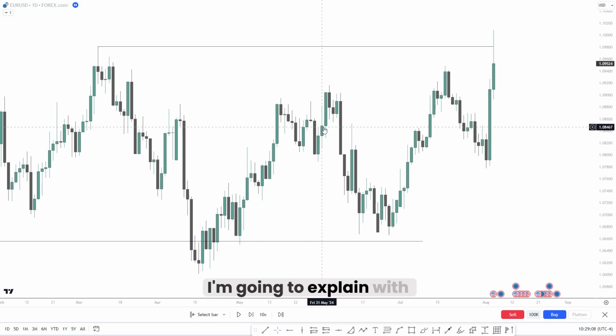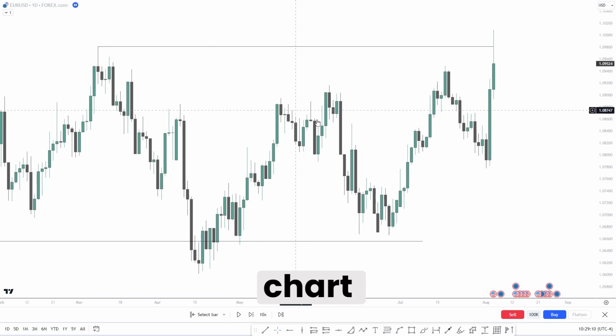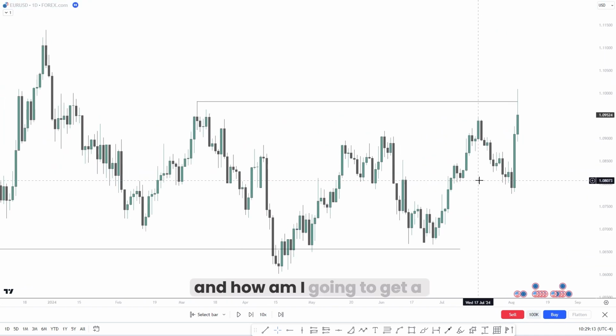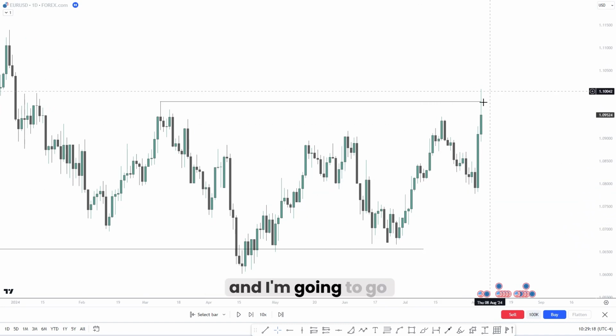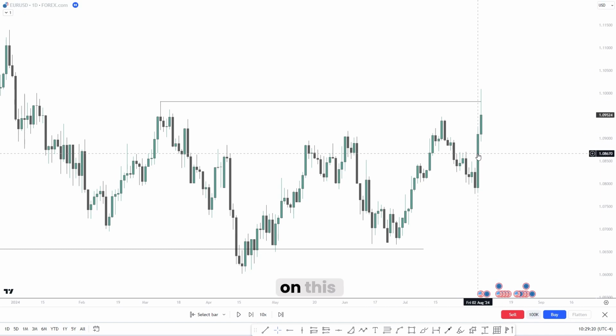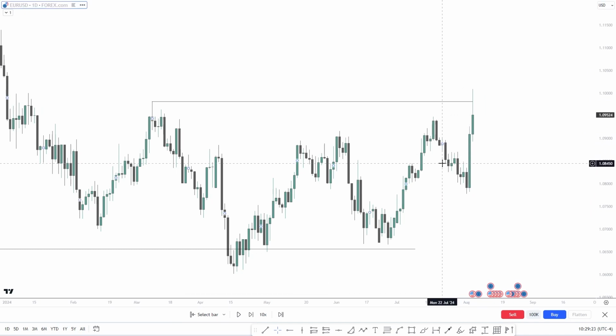For example, I'm going to explain with charts. So this is the daily chart on EUR/USD, and how am I going to get a bias here? Now, one way is to look at the trend. So the trend is bullish and I'm going to go bullish. I'm going to have a bullish bias on this, but that's one way, and it can be wrong as well.